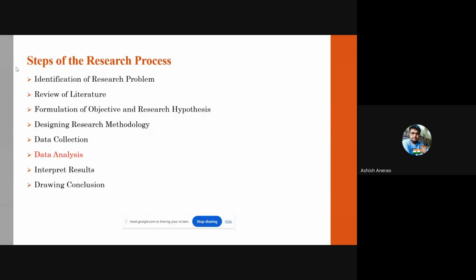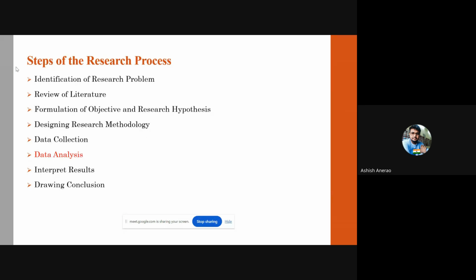Now the next part is designing the methodology, meaning in that research, what are the techniques that we want to use. That part comes under designing the research methodology. After that, the next part is data collection and then data analysis. So data analysis is a very crucial part of research.